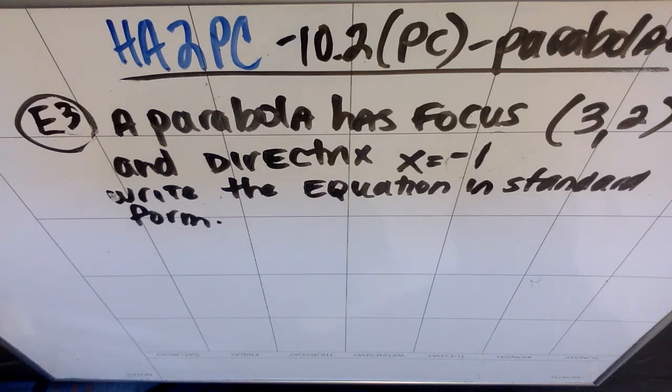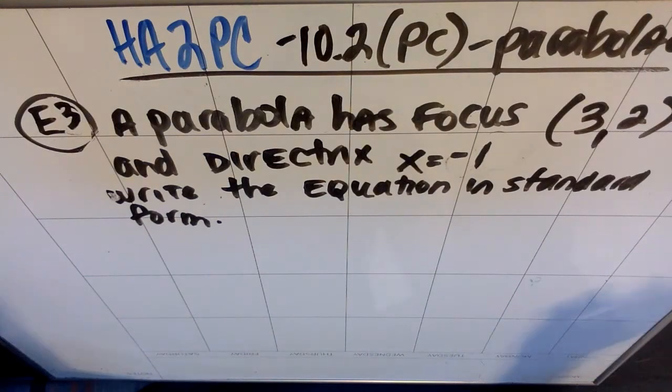All right, this is Honors Algebra 2 Pre-Calculus. We're doing section 10.2 in Pre-Calculus, which is Parabolas as conics, right? So in example 3, we have a parabola that has focus (3, 2) and directrix x = -1. We're asked to write the equation in standard form.